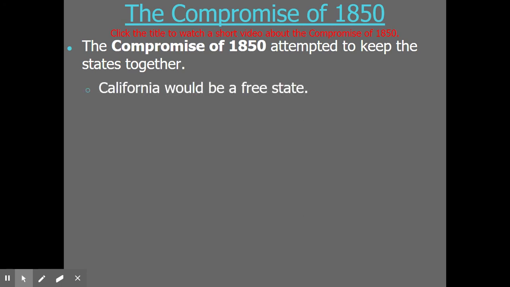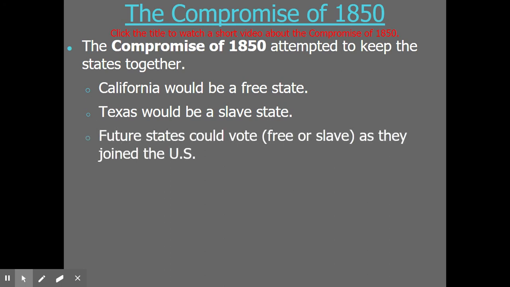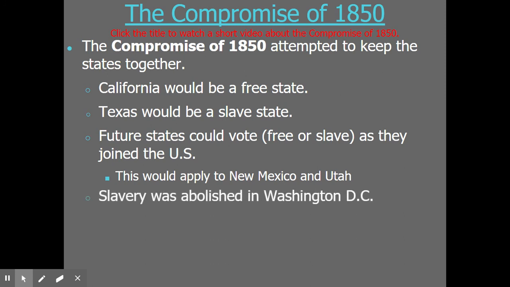So what they ended up deciding, and again, this was in five separate acts. California would be a free state. Texas was already open to slavery, so that would be a slave state. So that was going to even out free and slave. And then they decided that these new territories would get to vote free or slave as they joined the United States. And so this is obviously going to apply to New Mexico and Utah.